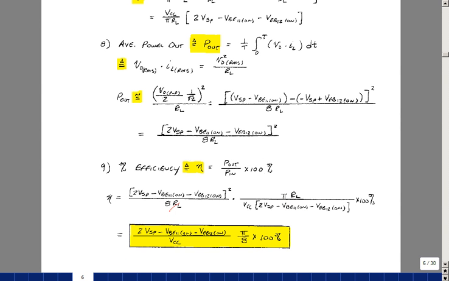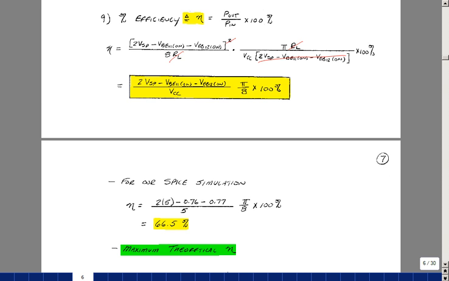Now what's kind of interesting is that this is independent of R sub L. Although I labeled the speaker in this case as a resistor, it's really an impedance that's changing with frequency, but it actually drops out, so it's independent of that for calculations of efficiency. And of course this term right here is the same as this term, so we lose one of those. And so we've got this quantity divided by VCC, and then pi over 8 times 100%.